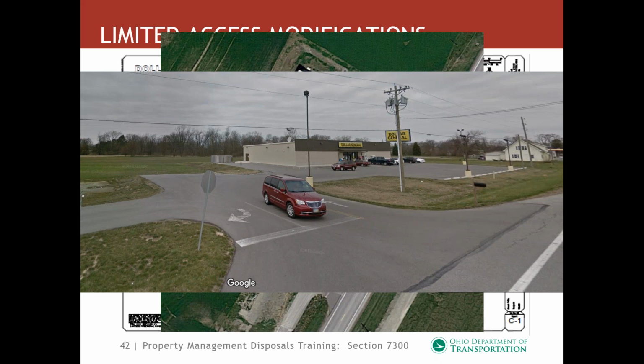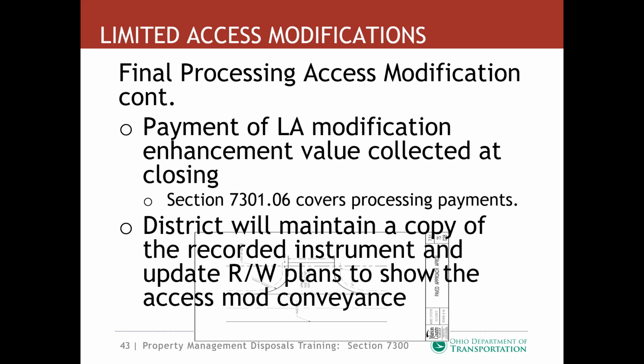It's when you are taking a property that is landlocked and giving it access that you really give it an enhancement value that they become fairly complicated. So for final processing of access modifications, payment of the value of the limited access modification will be received by the district at the time of closing. The district will maintain a copy of the recorded instrument and update necessary right-of-way plans to show the access grant conveyance.